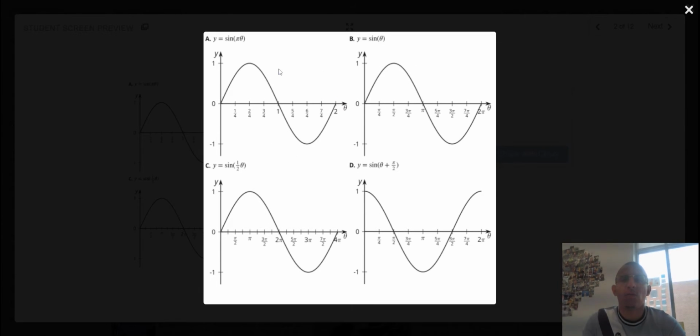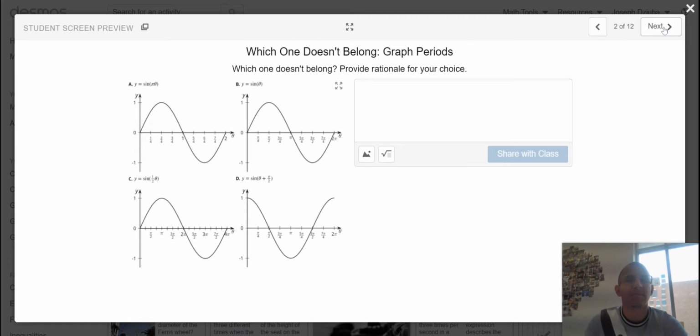First up, we have four different graphs, and as you can see, we've adjusted the input in three of those graphs. So it should be relatively straightforward in terms of defining which one of these should not belong. Remember, there is a specific reason as to why each of them do not belong. So there's not necessarily a wrong selection as much as there is an invalid justification.